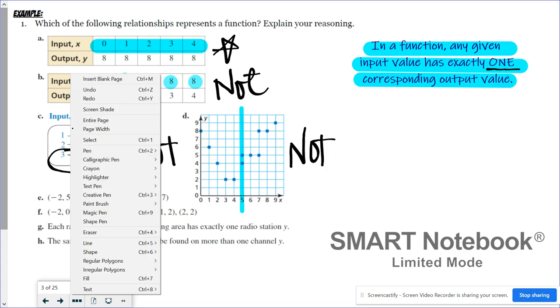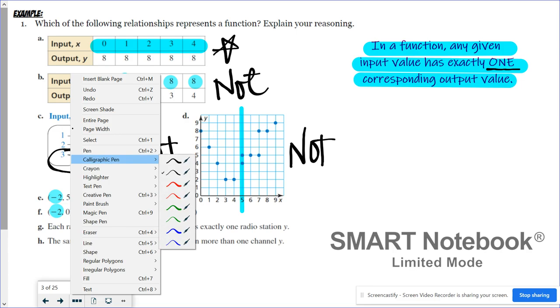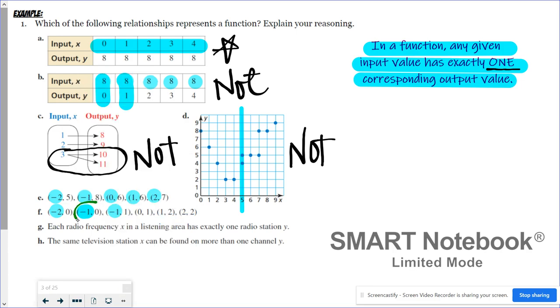What we have in E and F are sets of ordered pairs. And so once again, I'm going to look at my inputs. If I notice that my inputs are all different, then that is most definitely a function. Okay. If I see any repeats, like if I'm looking at the relationship F and I notice that -1 is a repeat, you have -1 with an output of 0, and you have -1 with an output of 1. So right there, it's failing basically what makes a function.